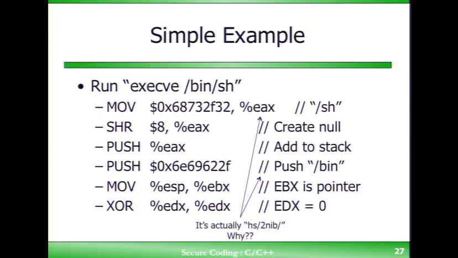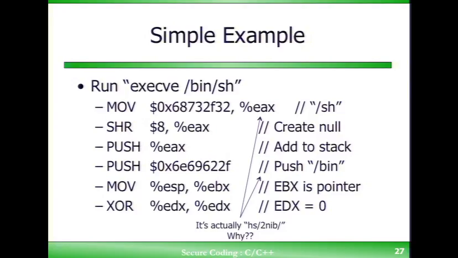Next thing I do is I push on /bin. It's actually nib/, same reason, and push that on the stack. So now on the stack, we have the /bin/sh with a null. Perfect. I now move the stack pointer into EBX, because on the stack, what I need to have is a pointer to where the string is. That's going to be the pointer. That's currently where the stack is.